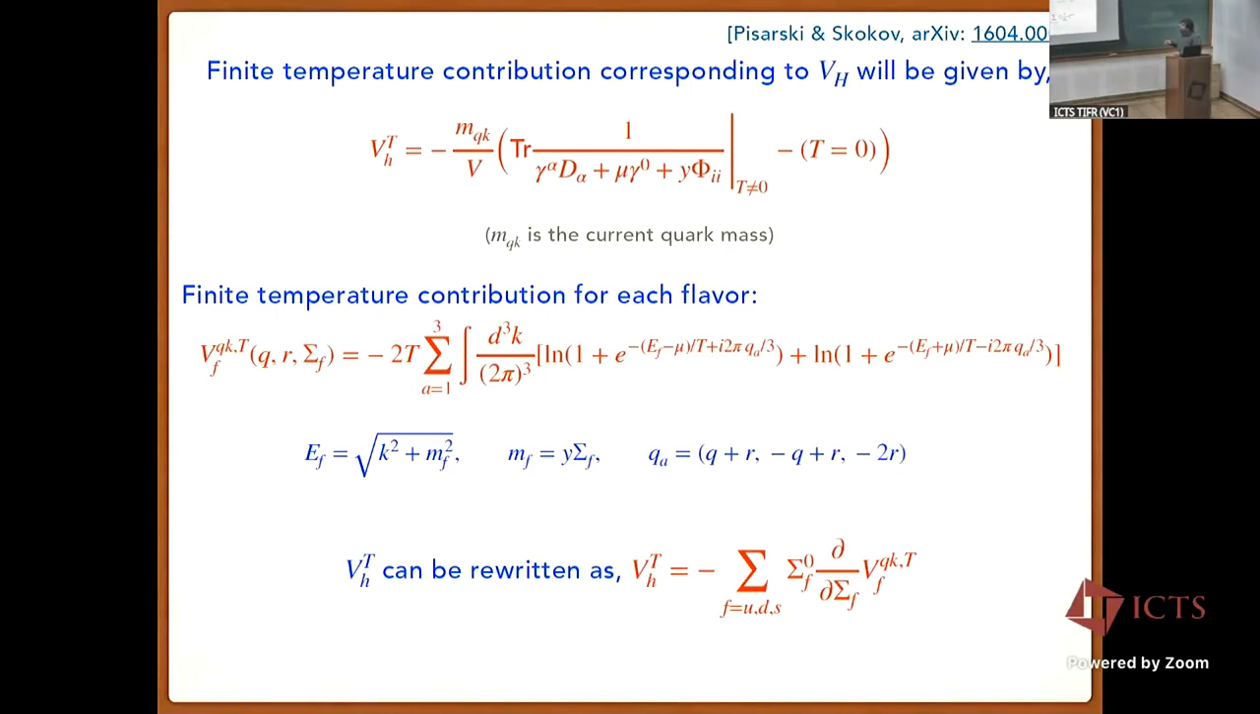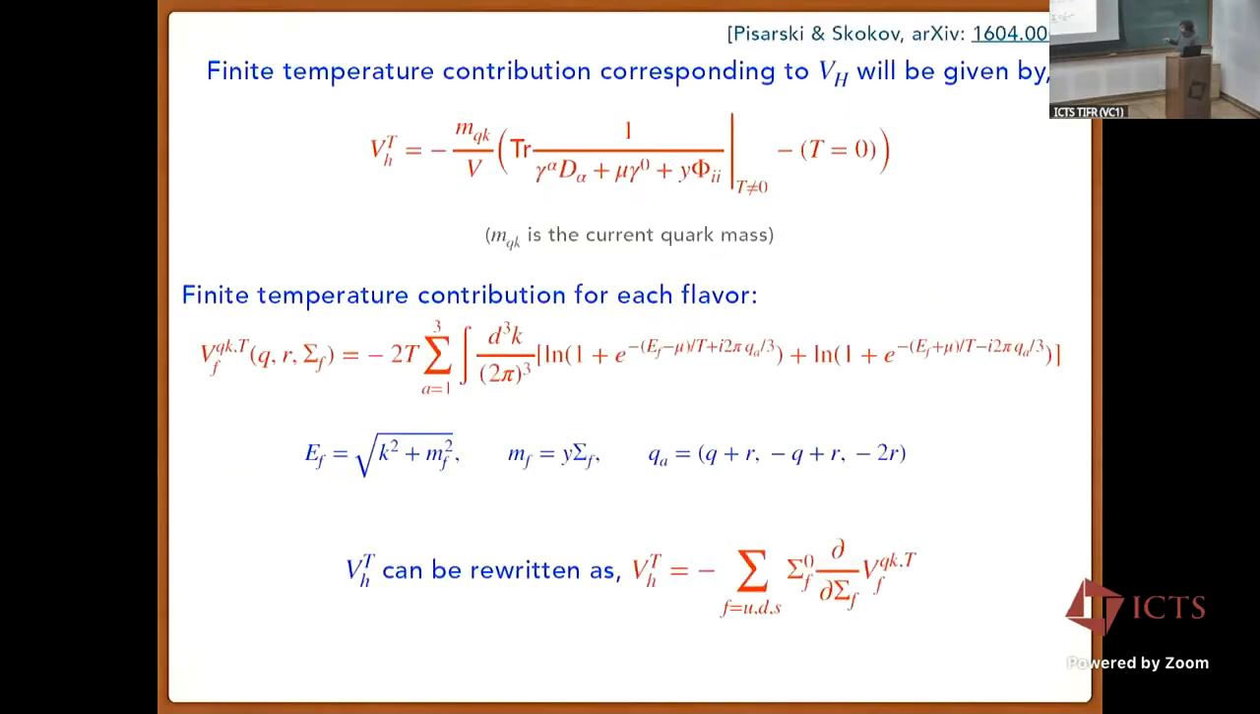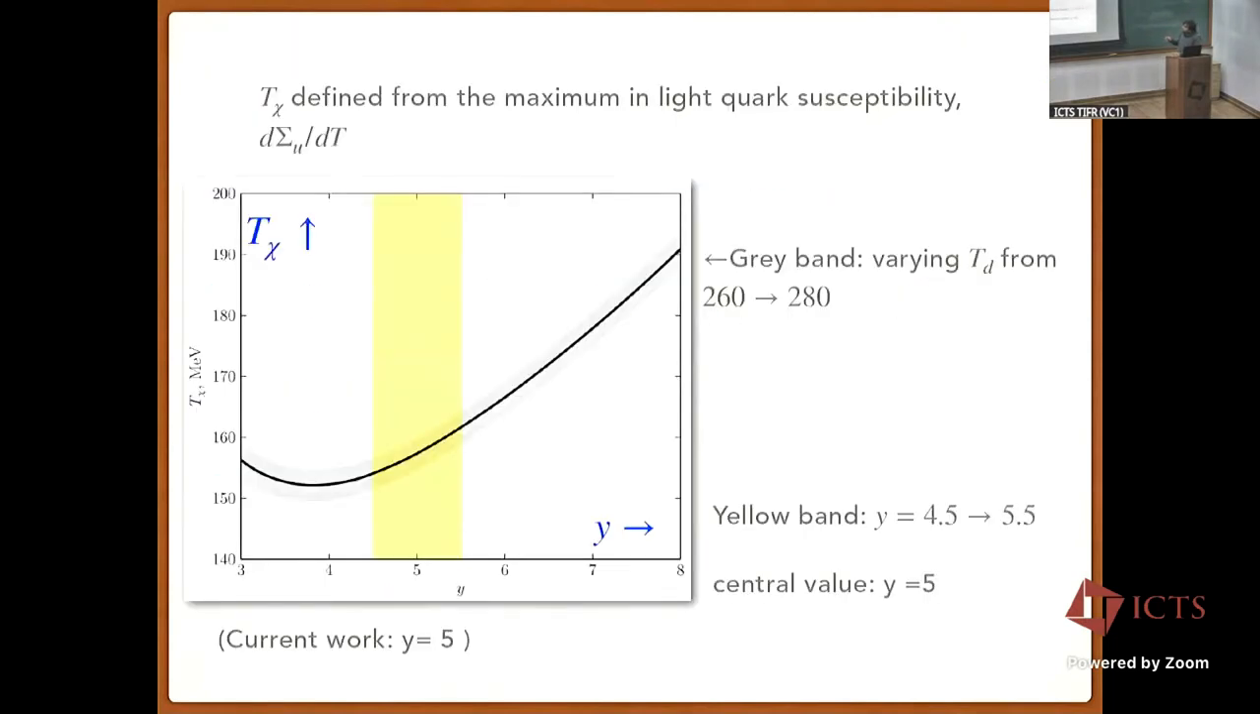Now we have to add all the potentials coming from the gluonic part, then the phi field part, then the quark part, and this is the extra novel part. This term is actually new in this chiral matrix model.